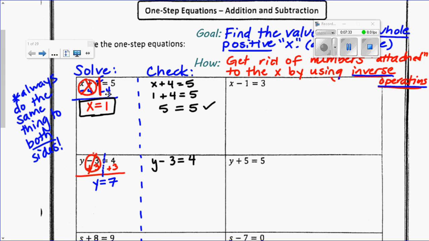So y minus 3 is 4. I think that y is 7, so I'm going to put 7 minus 3 is 4. Is that true? What is 7 minus 3? Yes, it is 4. So 4 is equal to 4, and that's my check to say that I did get it right. I'm double checking that 7 makes that equation true, and it does.